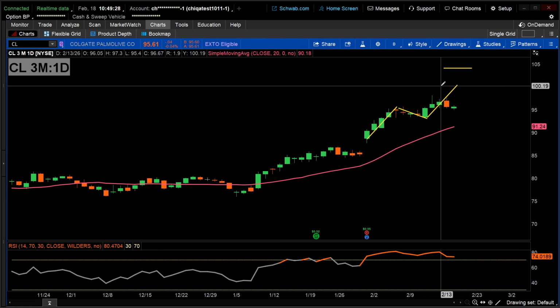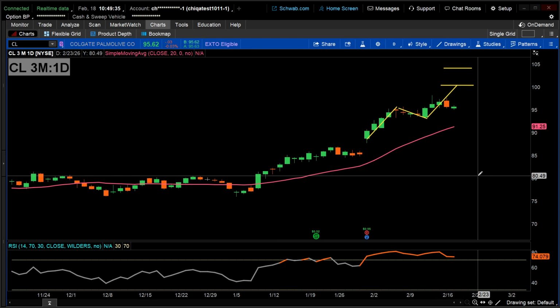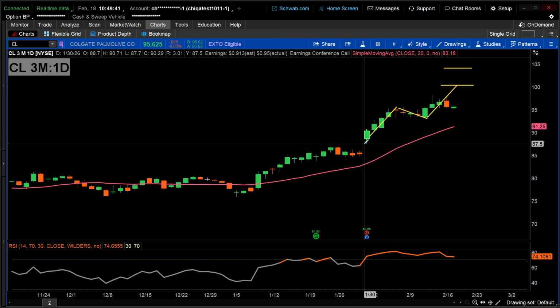And so our measurement objective for this particular diminished or attenuated bull flag might be a little bit lower, in fact 100 instead of 105. So just reducing that by the amount of that earnings driven gap.